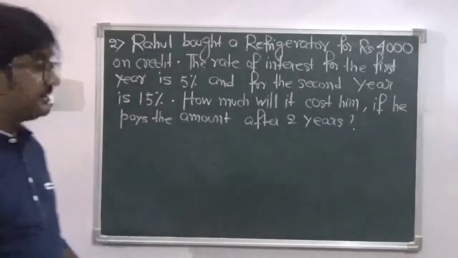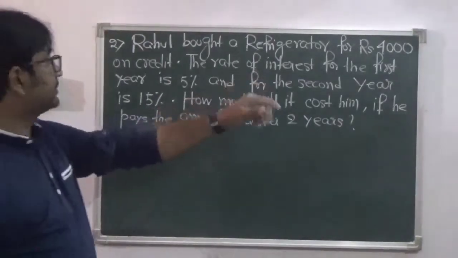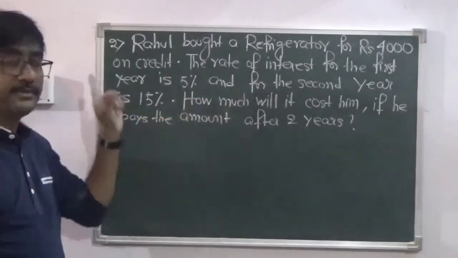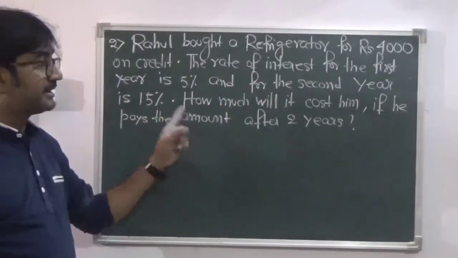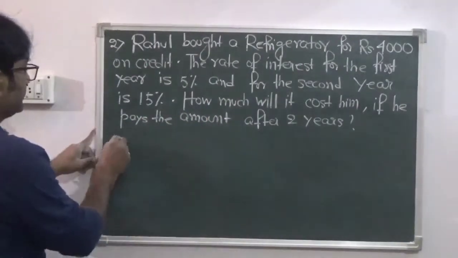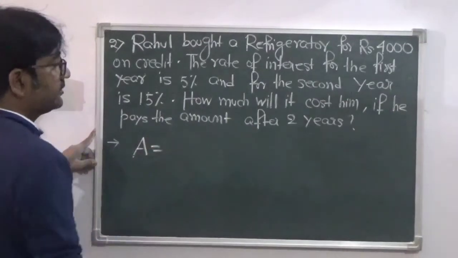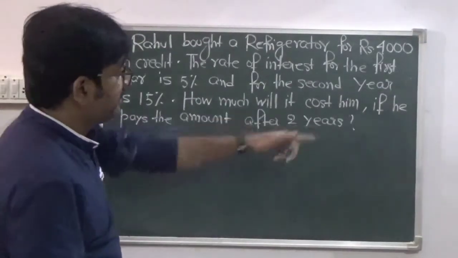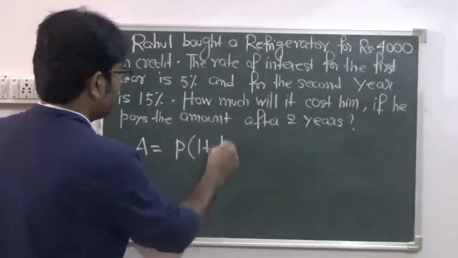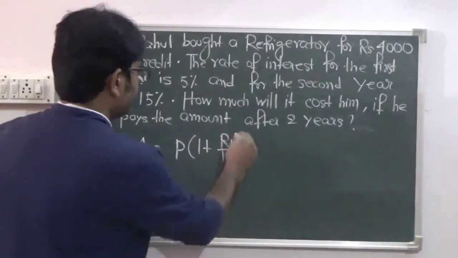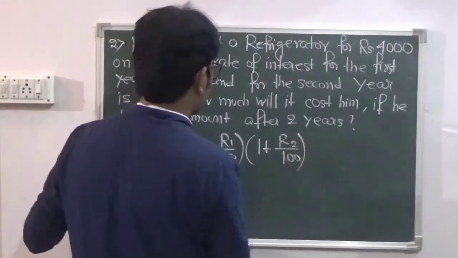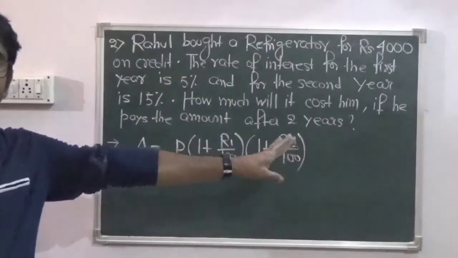So the question is, Rahul bought a refrigerator for rupees 4,000 on credit. Rate of interest for the first year is 5%, and for the second year it is 15%. So you can see here the rates are different for the different years, so there is a different formula for this. The cost to him will be equal to the amount. So amount is P into 1 plus R1 by 100 into 1 plus R2 by 100, where R1 is the rate for the first year, R2 is the rate percent for the second year.